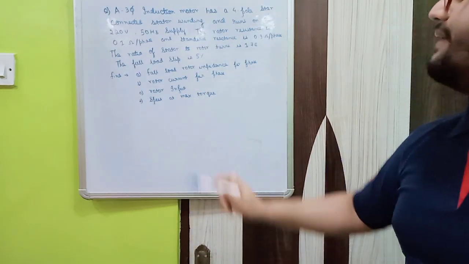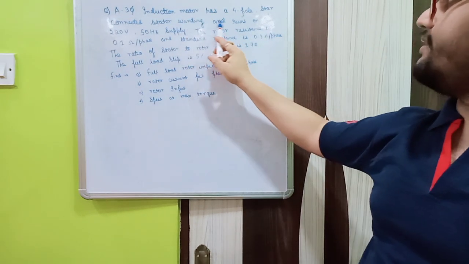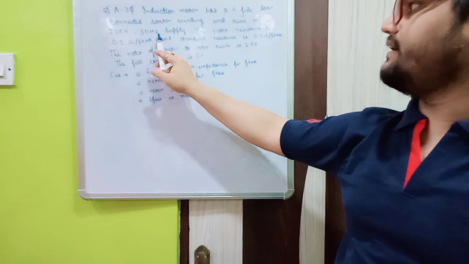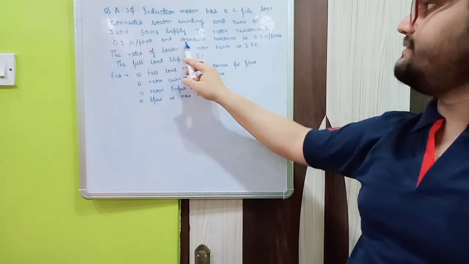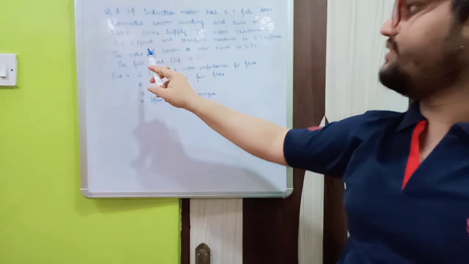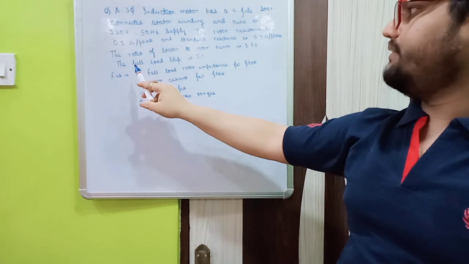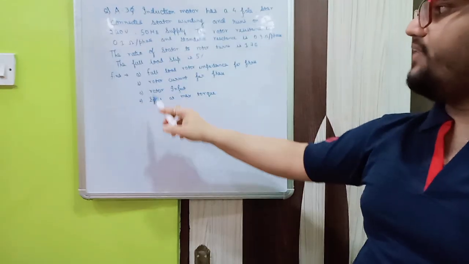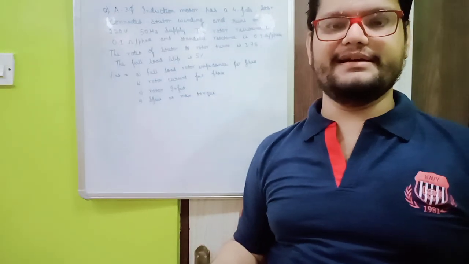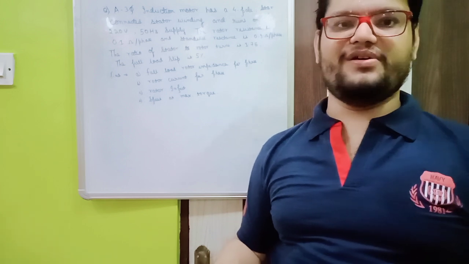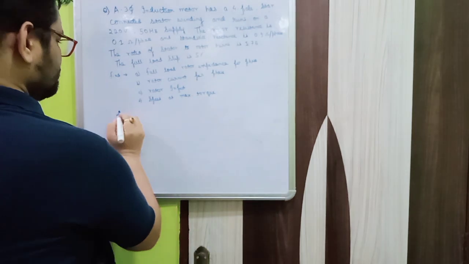We can see here that the three-phase induction motor has a four-pole star-connected stator winding and runs on a 220 volt 50 hertz supply. The rotor resistance is 0.1 ohm per phase, and the standstill reactance is 0.9 ohm per phase. The ratio of stator to rotor turns is 1.75, and the full load slip is 5%. So we have to find these four terms. It is a very important question for those studying an electrical bachelor's or master's degree in energy or electrical. So I will solve them one by one.